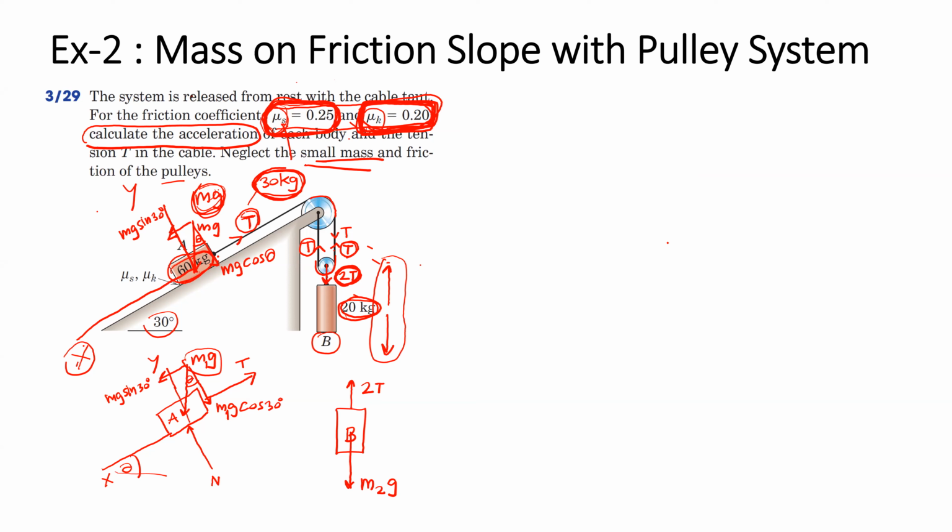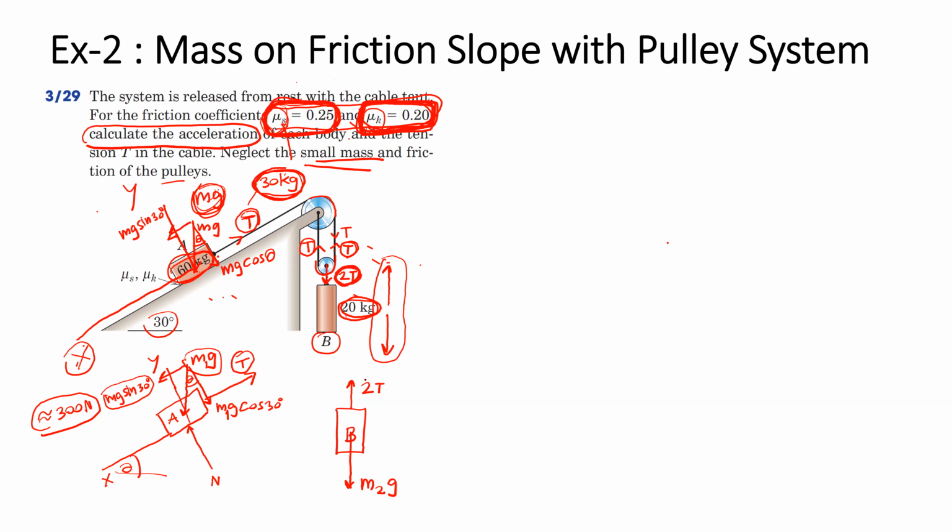Yeah, the answer should be correct. It seems like we have 60 kilogram and sine 30 degrees. So the estimated force here may be something like 300 Newton, and the tension T needs to fight with 300 Newton.